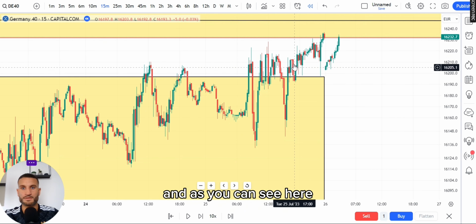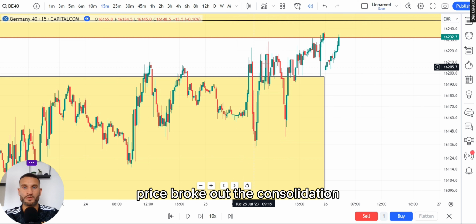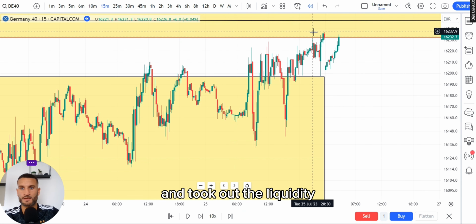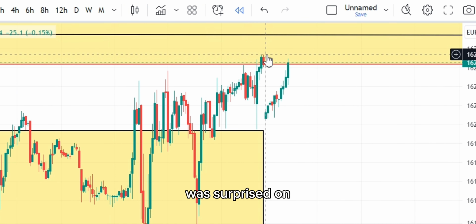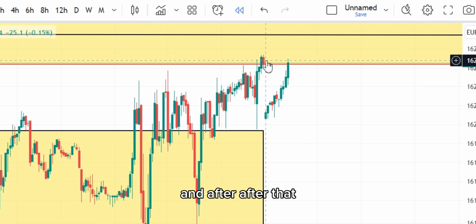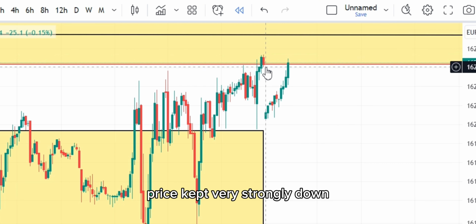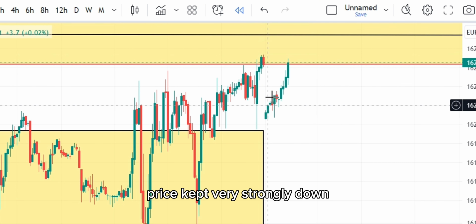And as you can see here, price broke out of the consolidation and took out the liquidity. And you can see here price reached the 4-hour supply zone. And after that, price gapped very strongly down.